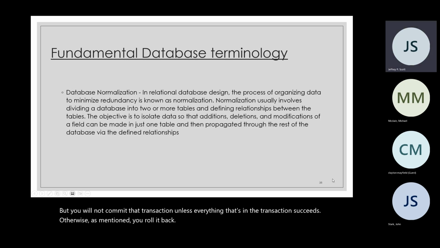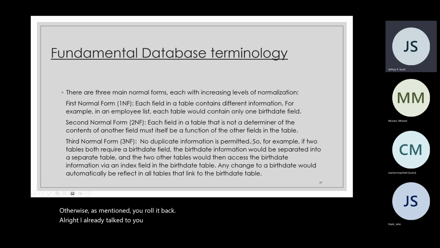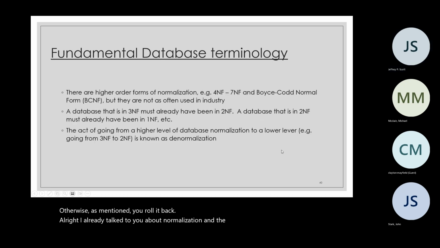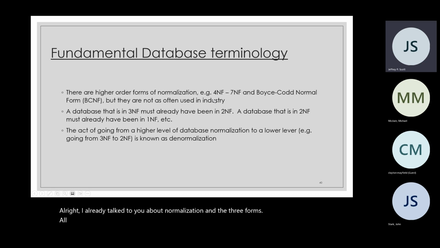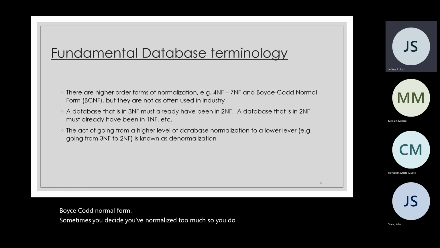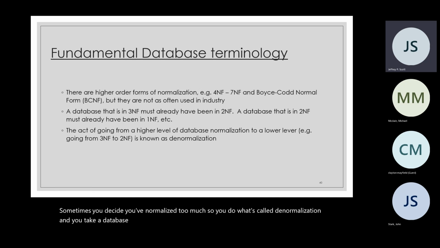I already talked to you about normalization and the 3 forms. As it says, there are higher forms. It goes from 4NF to 7NF, and then there's BCNF, Boyce-Codd normal form. Sometimes you decide you've normalized too much, so you do what's called denormalization. You take a database that maybe is in 3rd normal form and you break it down into 2nd normal.